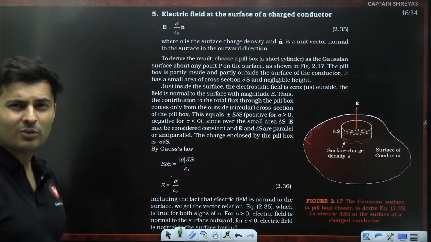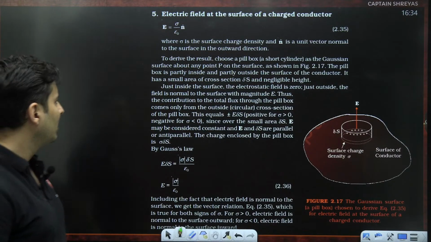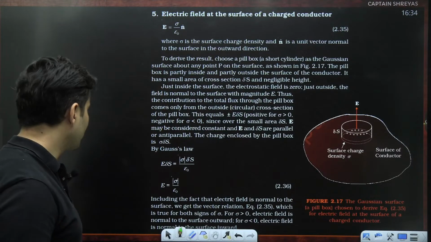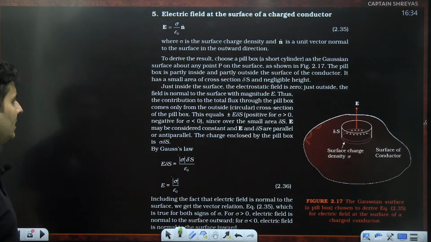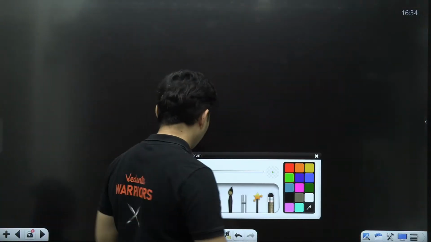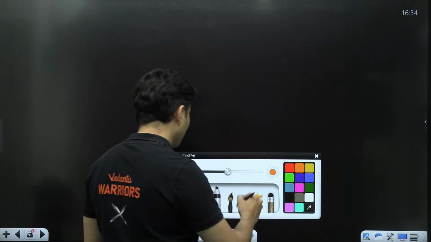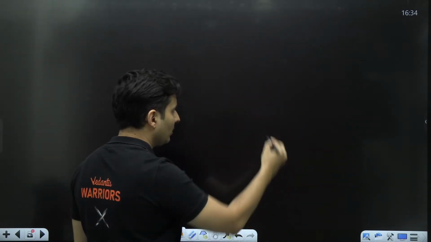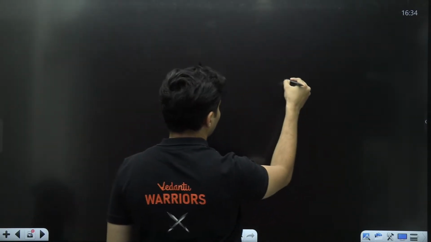Electric field on the surface of the charged conductor is sigma by epsilon naught, and they have done a small derivation for it, and I will show that to you in a bit. They have written down the formula also over here. Let me show this derivation in a very simple way. I will do the same derivation without just copying it or showing you that slide.